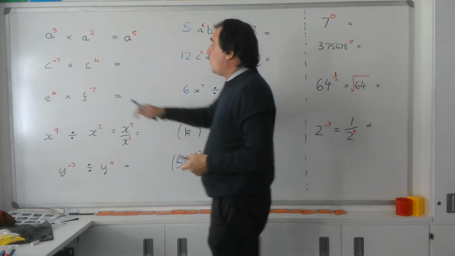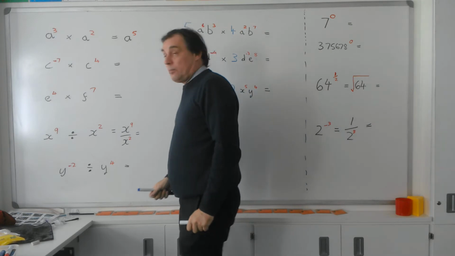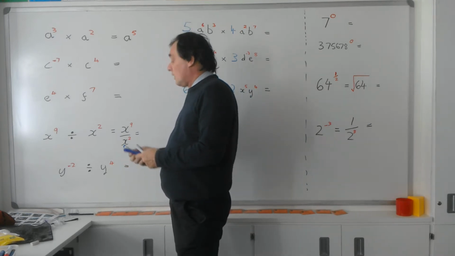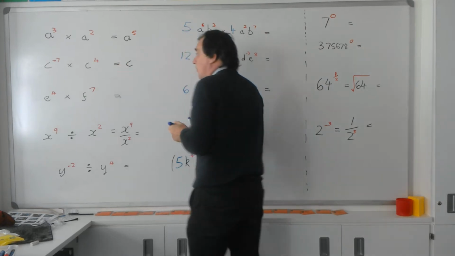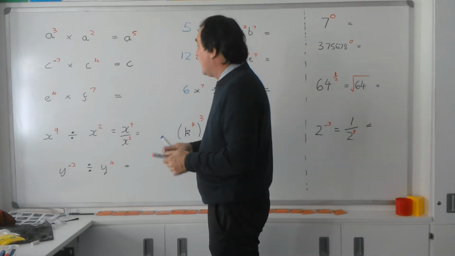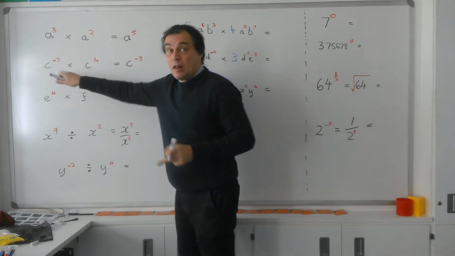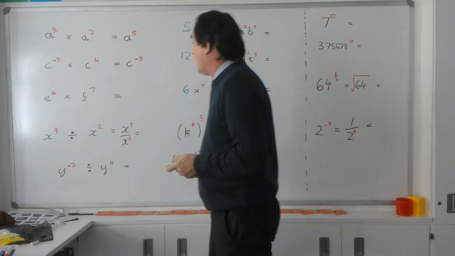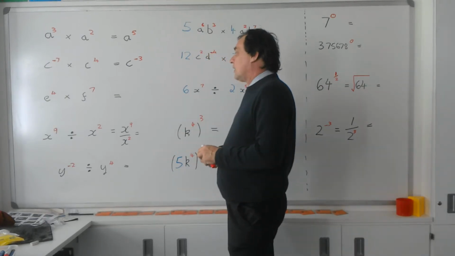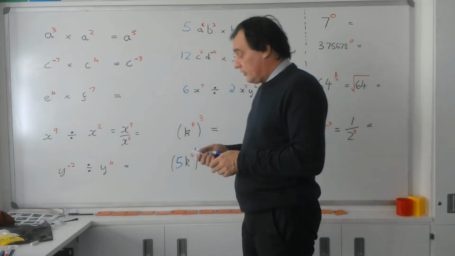Another one, we've got C to the minus 7 multiplied by C to the 4. So both letters are the same. First check, C, minus 7 plus 4 then gives me minus 3. Because remember, when we're multiplying two powers where they've got the same letter, we add the number at the top, or the index.